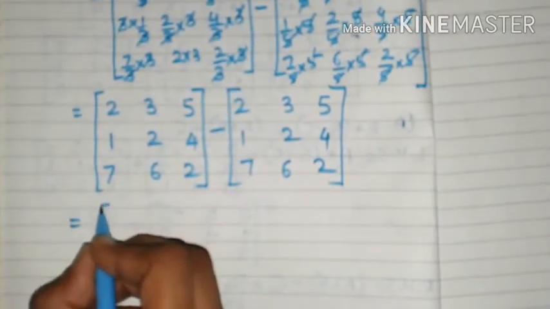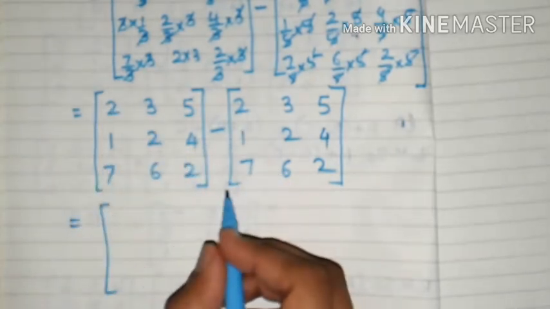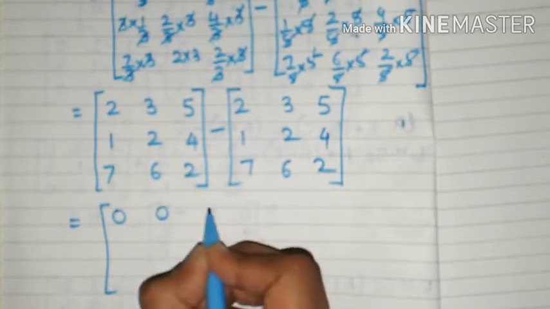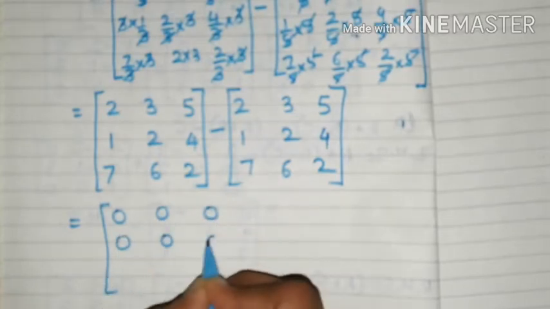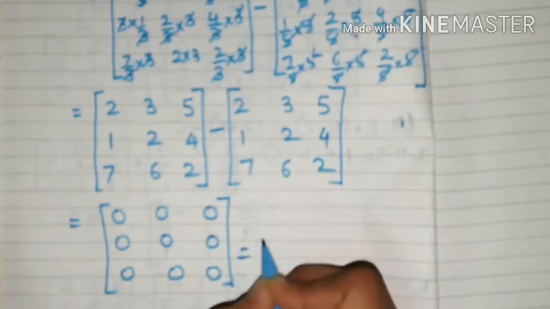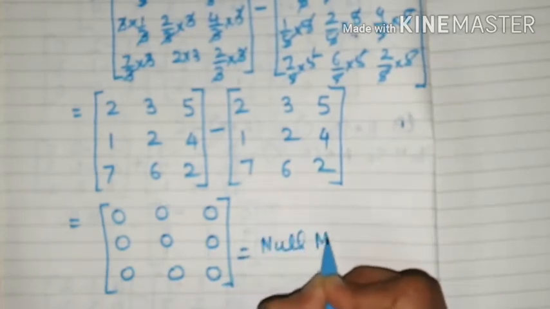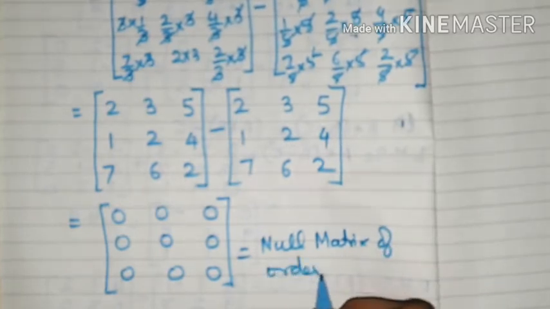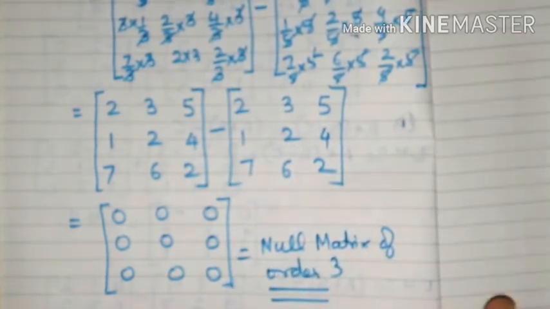So when I subtract these two matrices, the corresponding elements being the same, you will get all the entries as 0. Fine. So this is nothing but the null matrix of order 3. So this is the answer of this question.